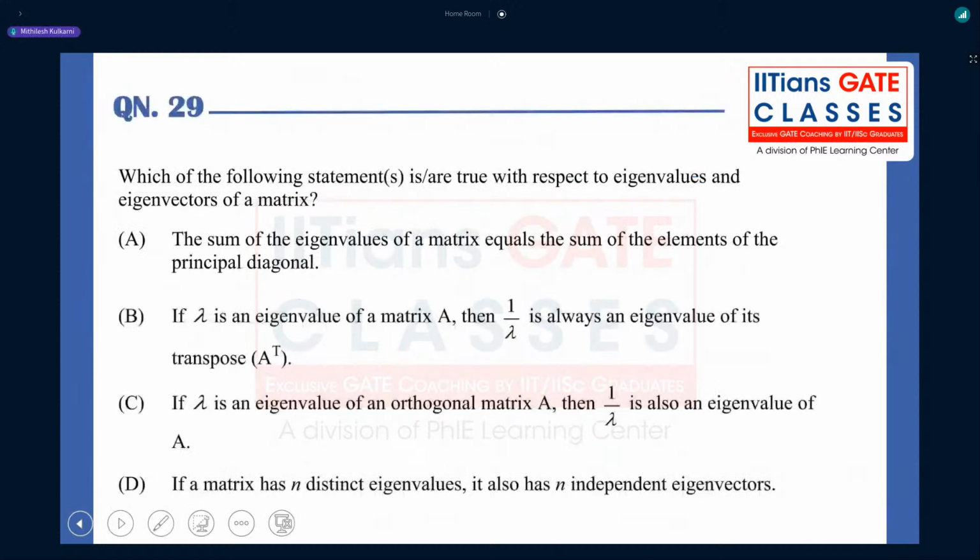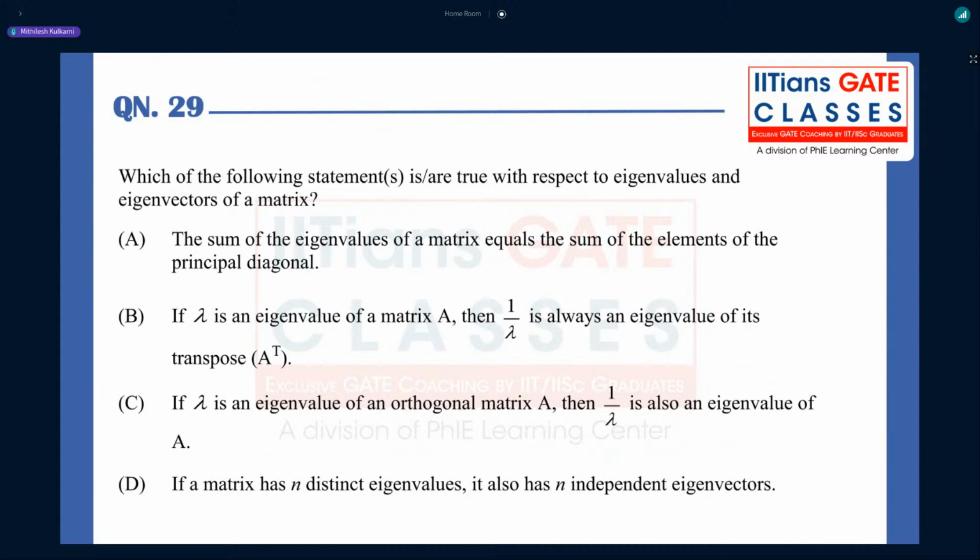Coming towards the next question. This is again a 1 mark question. Which of the following statements is or are true with respect to eigenvalues and eigenvectors of a matrix? The first statement is: the sum of eigenvalues of a matrix is equal to the sum of the elements of the principal diagonal.